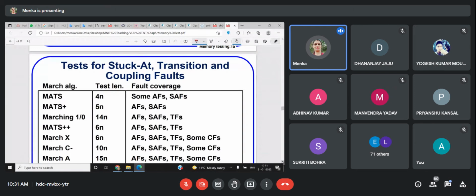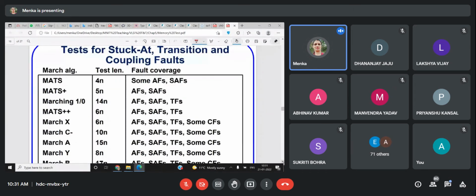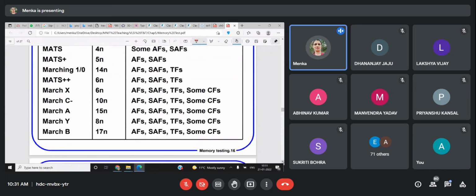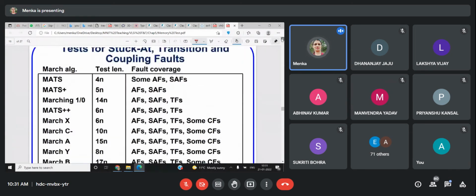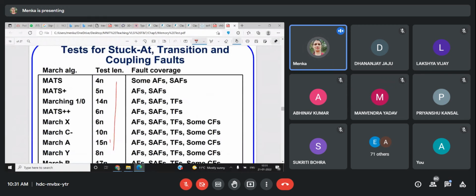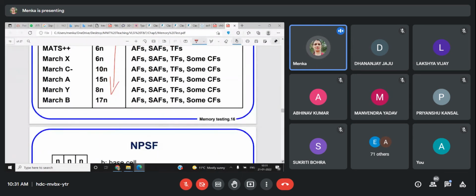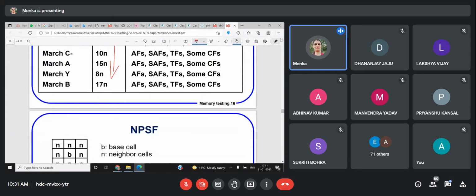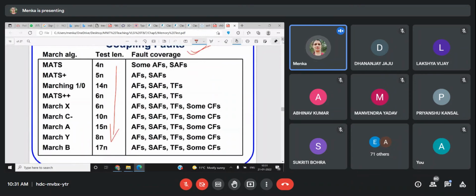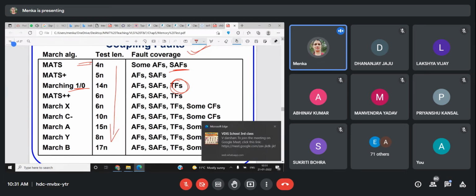So test for stochastic transition and coupling faults. These are all March test algorithms, and it is shown over here how much test length you can have. This is the test length, and this is the fault coverage, how many faults can be covered. So stochastic faults, transition faults, coupling faults can be covered with the help of this. For example, with the MATS algorithm, stochastic faults you can have, and with marching 1 to 0, you can have transition faults because it detects 1 down to 0. So this you can also have.